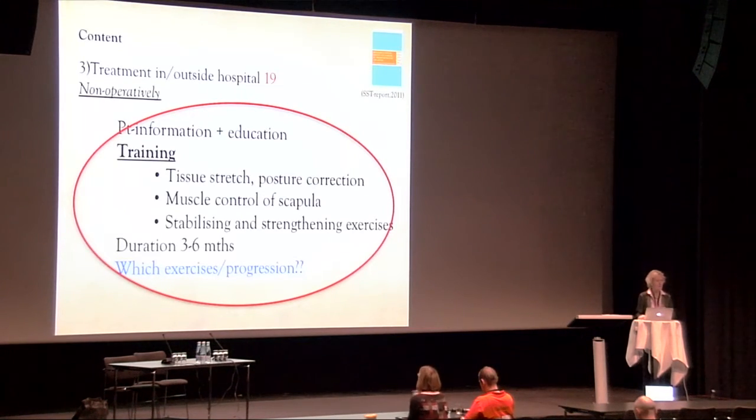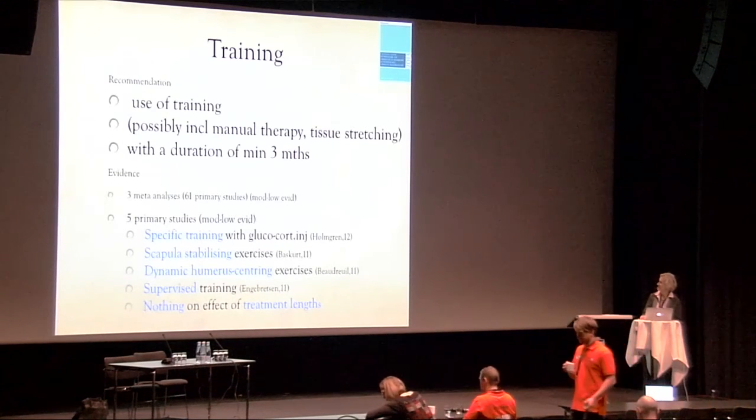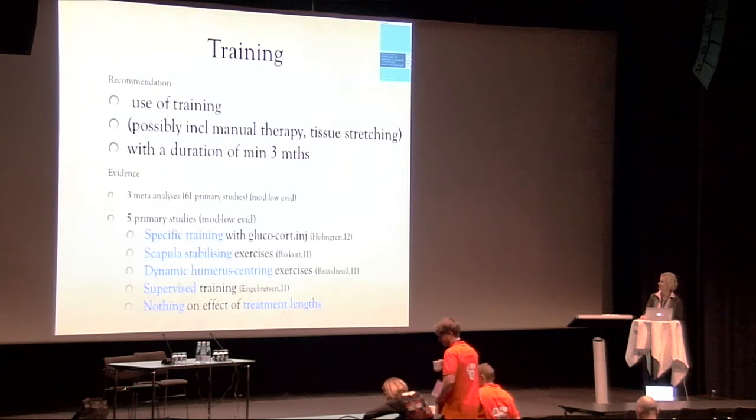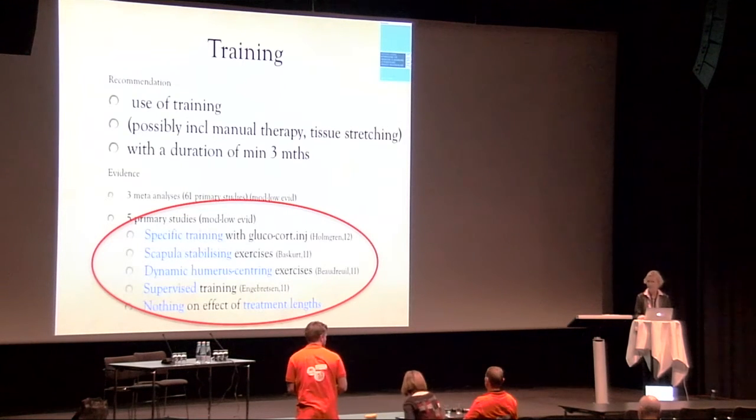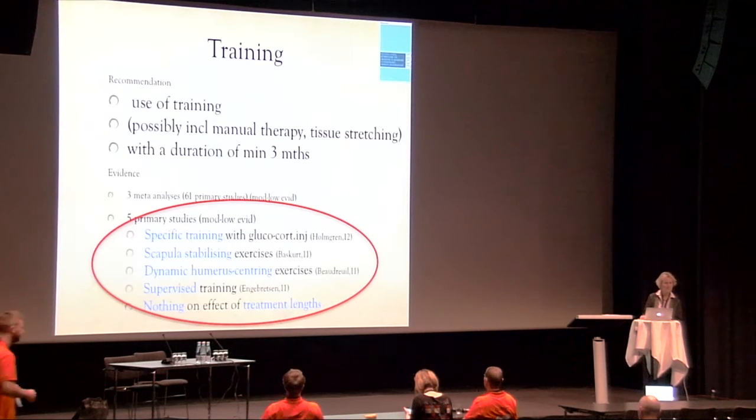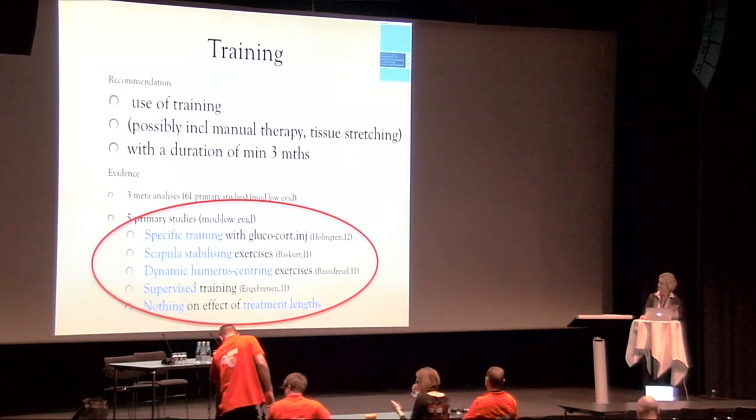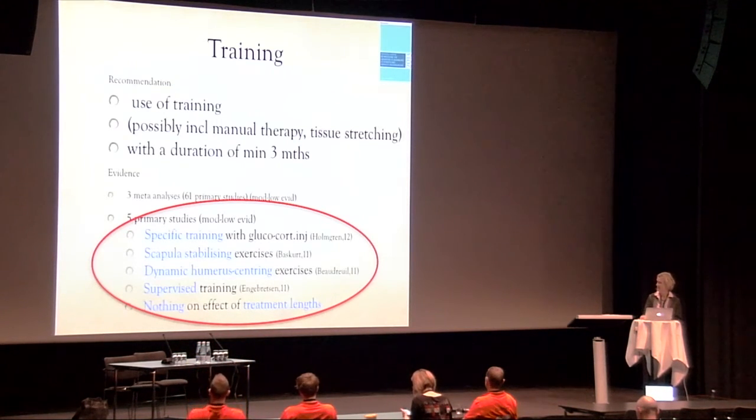The clinical guidelines, which came a little bit later, also recommend use of training, possibly including manual therapy and tissue stretching, also with a duration of 3 months. However, again, our problem is, as you can see here, the 5 primary studies which were the basis for the recommendations were very different kinds of exercises: specific training with glucocorticoid steroid, scapular stabilizing exercises, dynamic humerus-centric exercises, maybe supervised or non-supervised training, but there's nothing about the effect of treatment length.